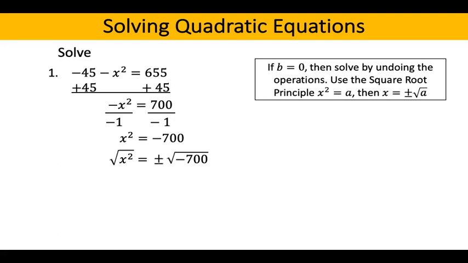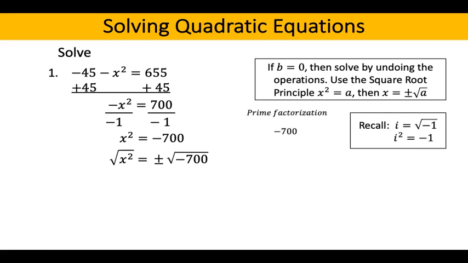We now need to simplify the square root of negative 700. We'll need to do prime factorization. We also need to recall that i equals the square root of a negative. When we do prime factorization, you can also recall that i squared equals negative 1. That's how you can deal with that negative. Imagine factoring out an i squared. Because that equals negative 1, it will make the 700 become positive.